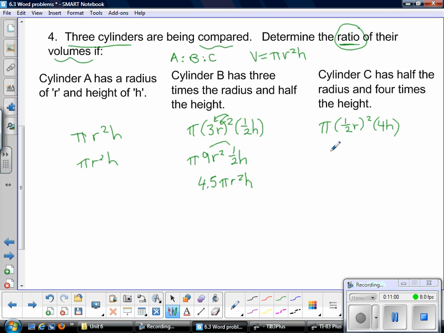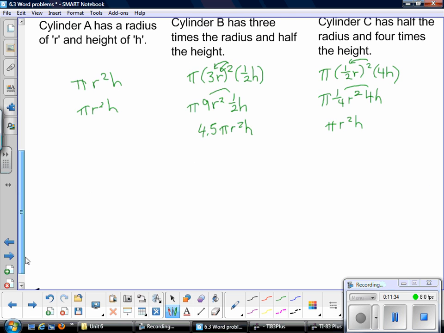Let's go to the next one. Half has got to come into both of them. So if I square a half, I get a quarter. And I still have r squared. And I have 4h. This one, I can put the 4 and a quarter together. 4 times a quarter is 1 whole. So here I have pi r squared h.